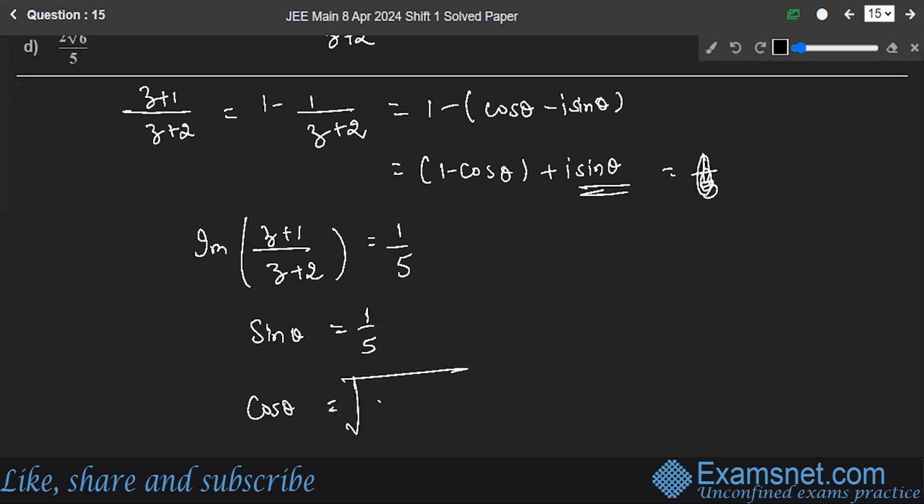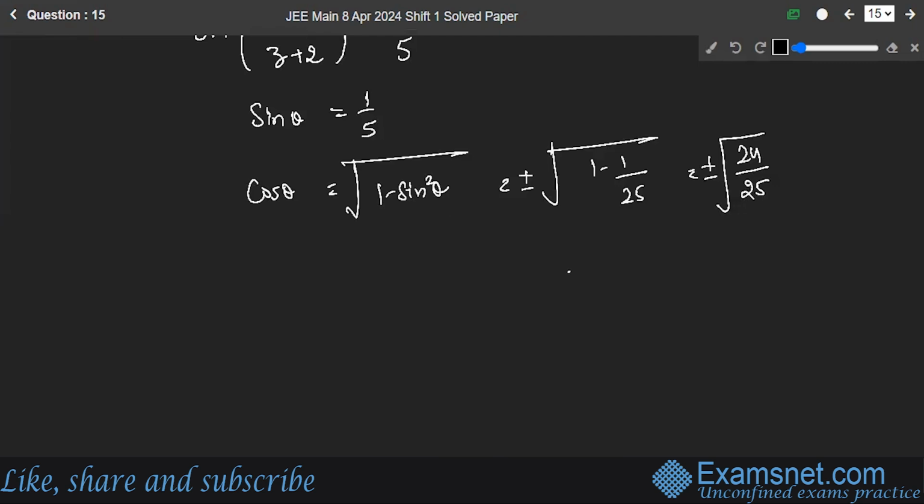This will be equal to the root of 1 minus sine square theta, which is equal to the root of 24 upon 25. This will be the value for cos theta, plus or minus 2 root 6 upon 5. I got the value for cos theta.